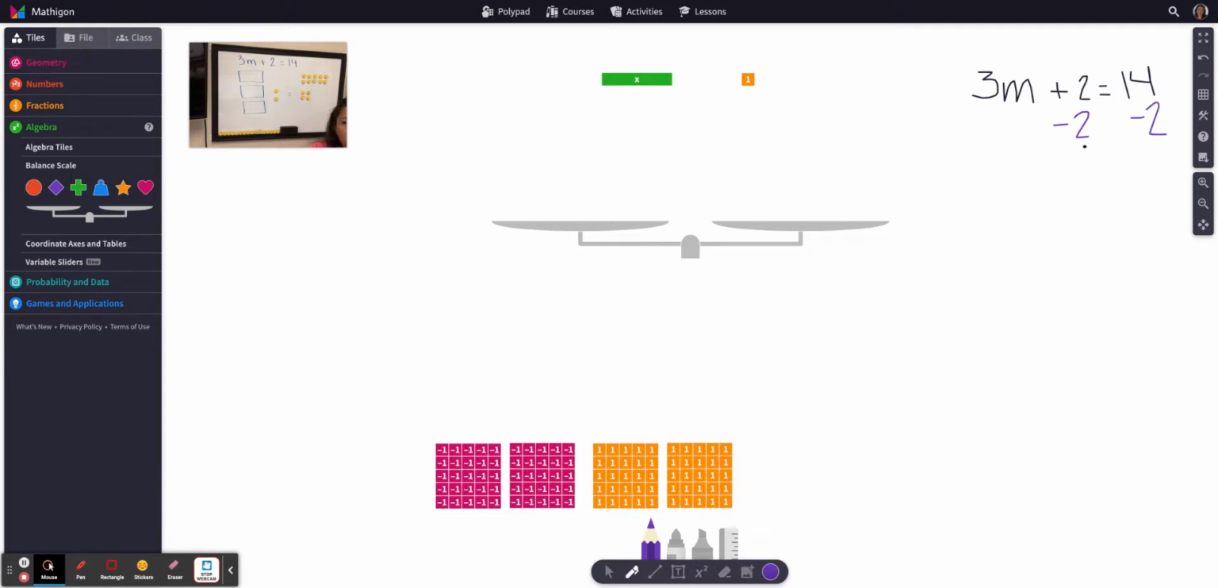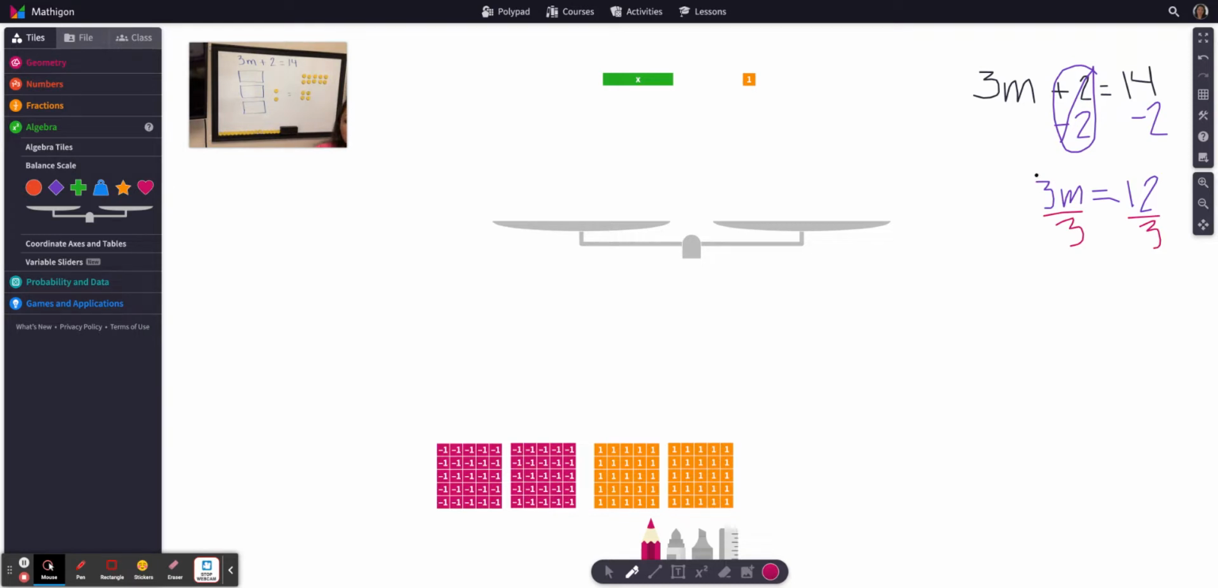We know that 2 minus 2 would be 0. That's their inverse operations, leaving me with 3m is equal to 12. From here, anytime I have a number and a variable next to each other, I understand that this represents multiplication. So the inverse operation, of course, would be division. And properties of equality say whatever we do to one side, we must do to the other.